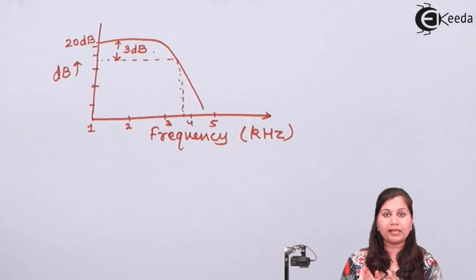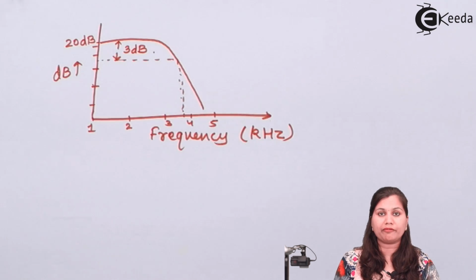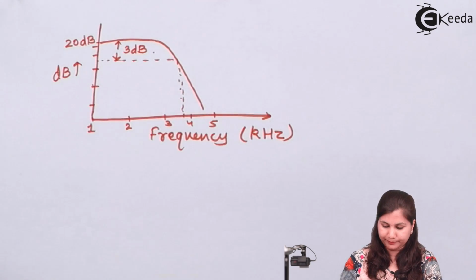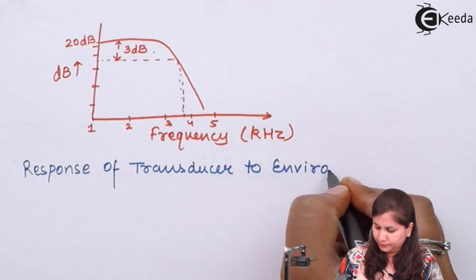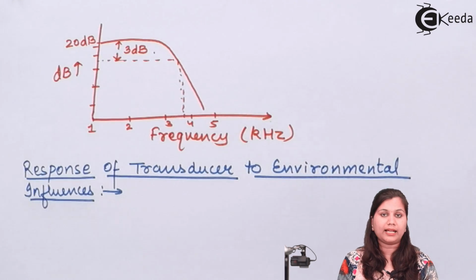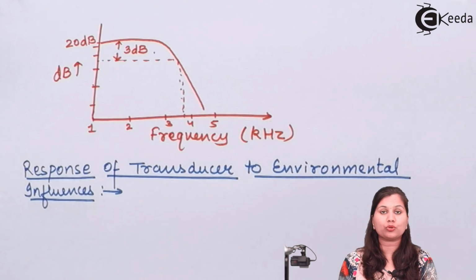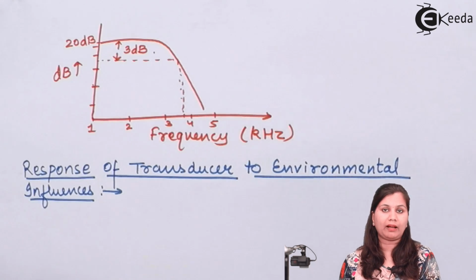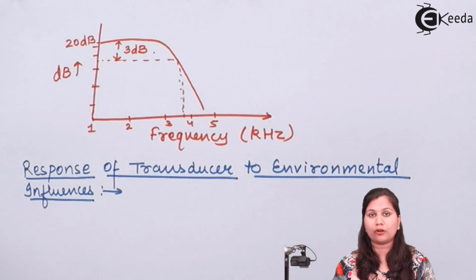The third component of the error is the response of the transducers to environmental influences. This is also a factor which is going to affect the transfer characteristics of the transducers. We studied here that the transfer characteristics are affected by the transfer function and the errors in the transducers. But this transfer function and error will be minimized only when the transducer is working under constant environmental conditions. If the environmental conditions are not constant, then they are also going to affect the performance of the transducers.